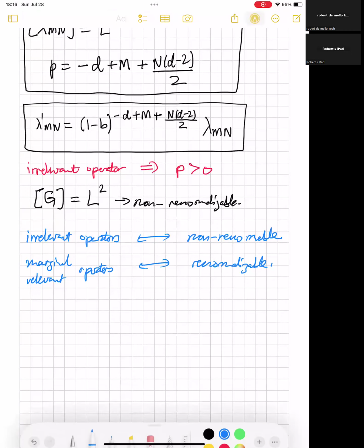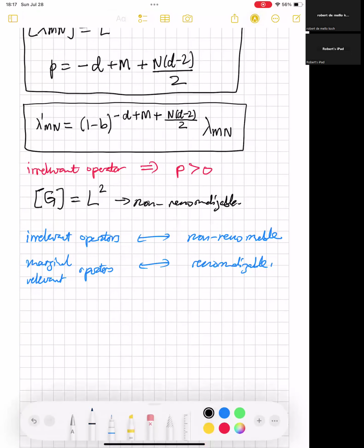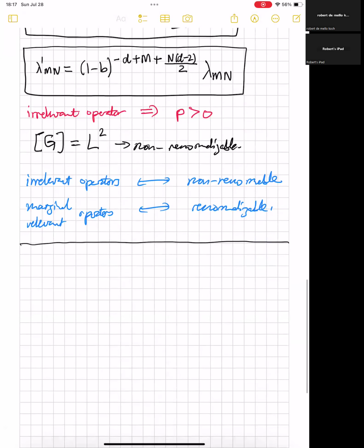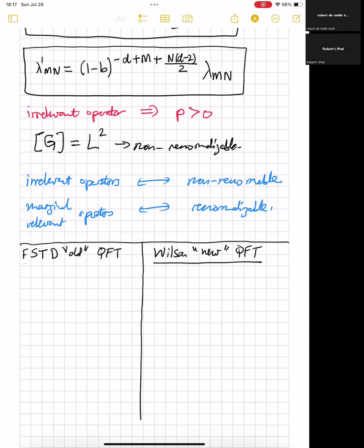Okay, so now let's just try to summarize a little bit. Let's put down a few ideas. What we've got is the Feynman, Schwinger, Tomonaga, Dyson, or old version of QFT. And I want to contrast this a little bit with Wilson's modern or new way of viewing quantum field theory. Let's just talk about the two of them.